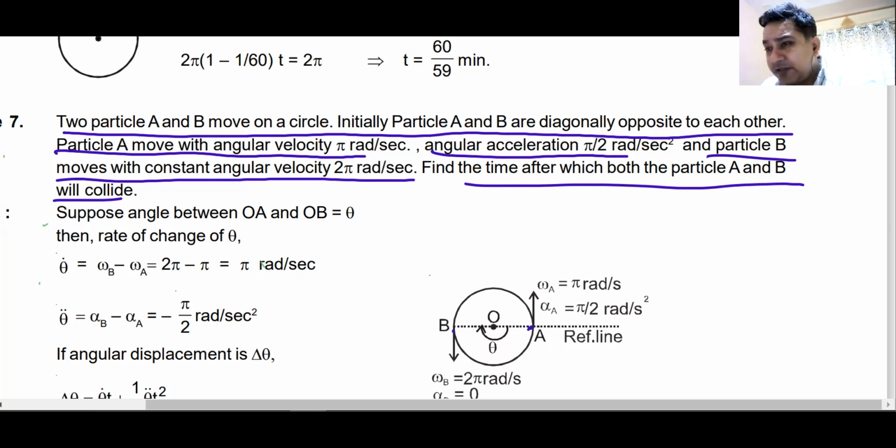Now this question is the same as two particles moving in a straight line. Instead of angular velocity, velocity is given. Instead of angular acceleration, acceleration is given. The same question. Do we understand this? It is the same question, only in terms of circular motion. Has anyone got the answer for this one? Question number 7.